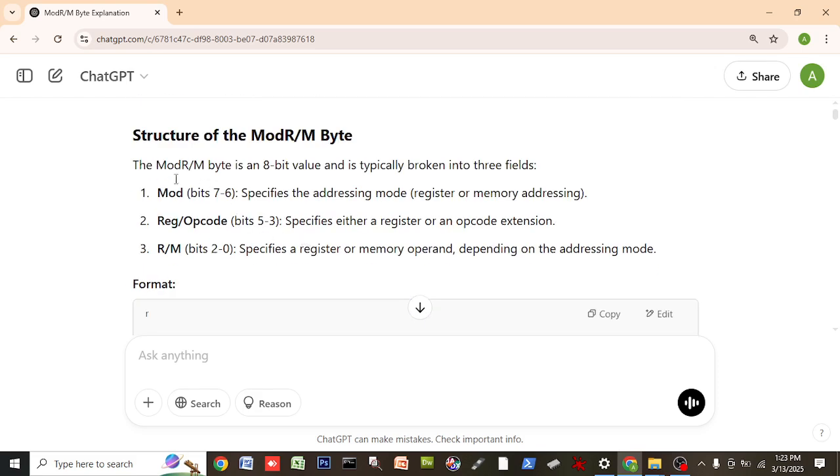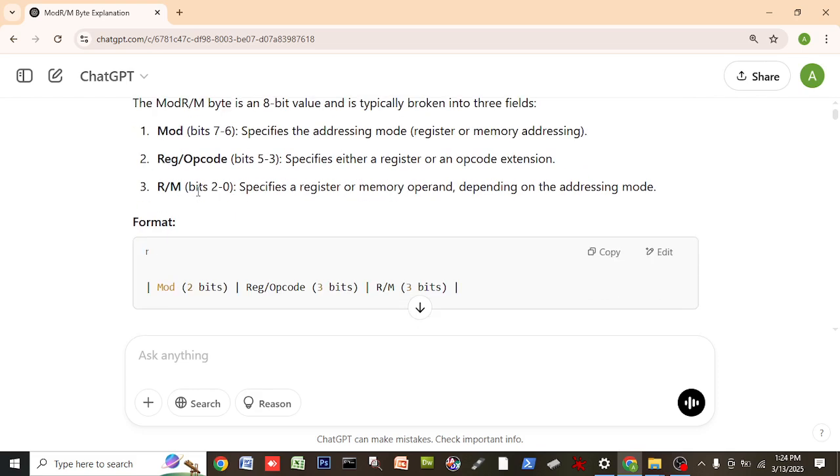So the ModRM has mod, reg/opcode and RM. As you can see, there is a pattern. Remember this pattern. The first two bits is what we call the mod, that is bits 7 to 6.